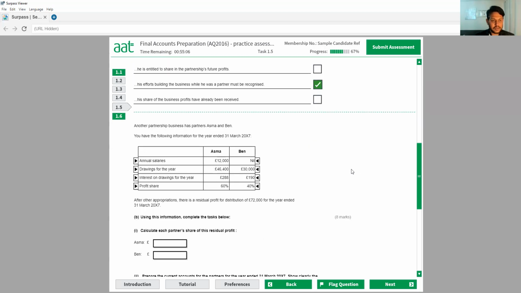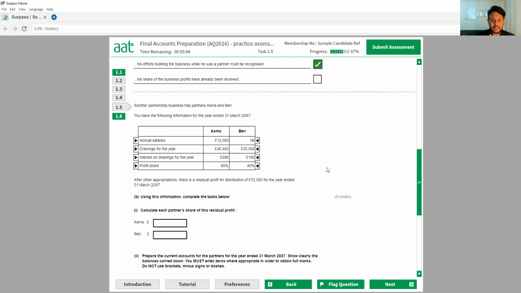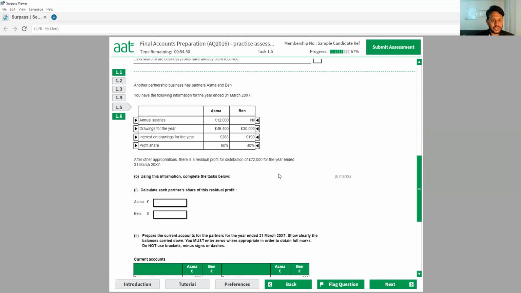All right, let's move to the next one. Next one we have here, another partnership business that has partners Asma and Ben. You have the following information for the year ended 31st of March 2017. Okay, what is the question here? So salary, drawings, interest on drawings, profit share for Asma and Ben. After appropriation, the residual profit.